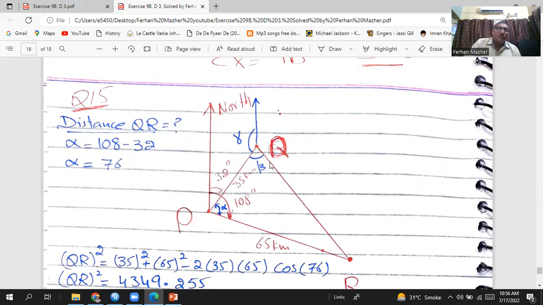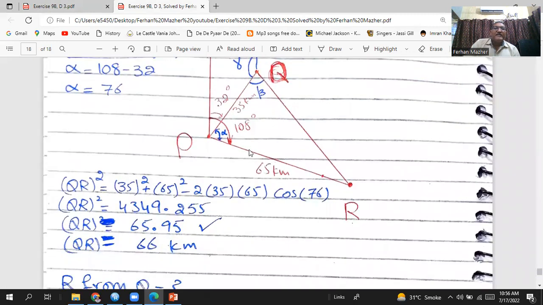You can apply the law of cosine. You can see the law of cosine has been applied here. So QR squared equals 35 squared plus 65 squared minus 2 into 35 into 65 into cos of 76. So QR squared will be equal to 4349.255. Take the square root on both sides. So you will get QR equals 65.95 kilometers.